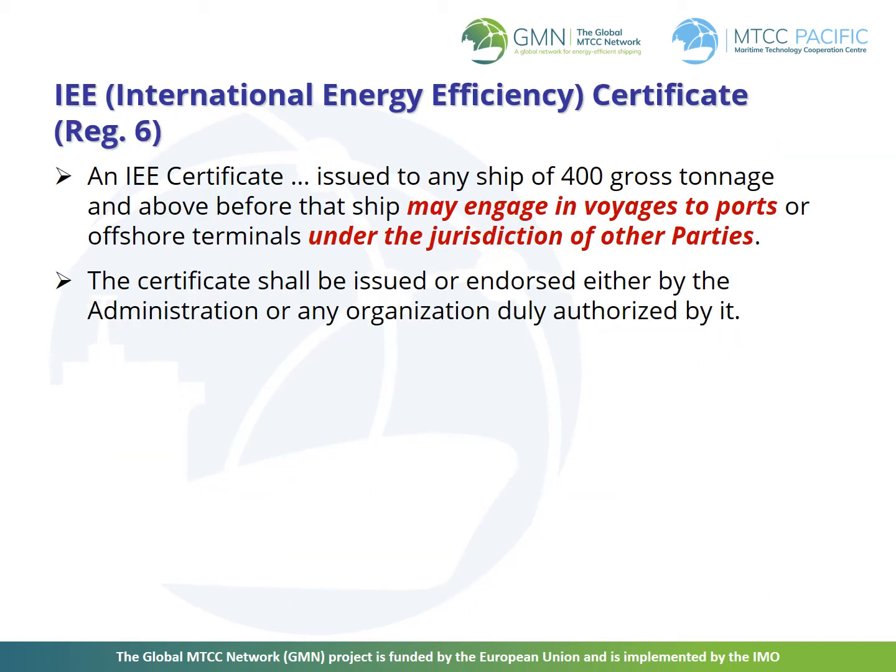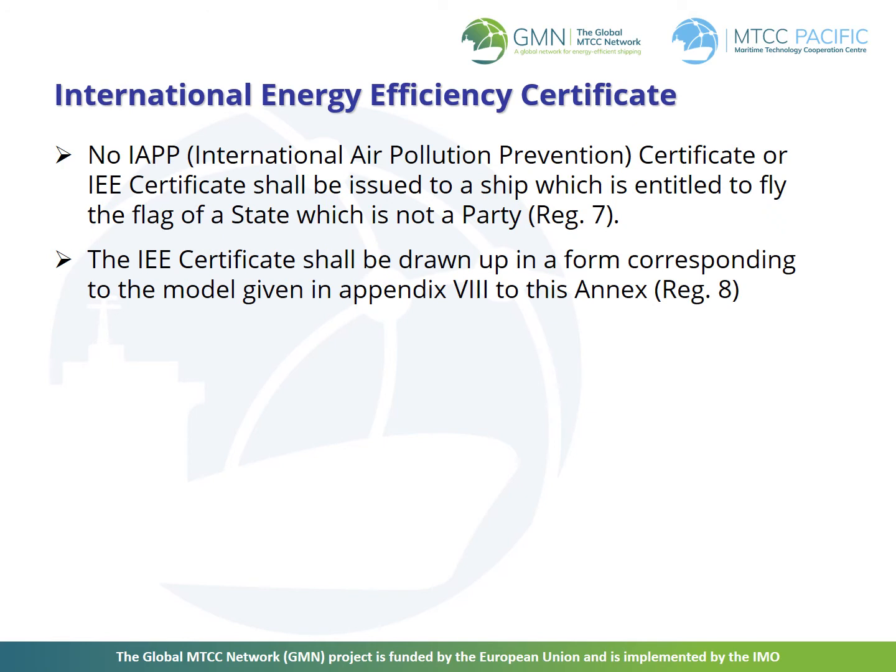An IEE certificate needs to be issued to any ship of 400 gross tonnage and above before that ship may engage in voyages to ports or offshore terminals under the jurisdiction of other parties. The certificate must be issued or endorsed either by the administration or any organization duly authorized by it. No IAPP, International Air Pollution Prevention Certificate, or IEE certificate may be issued to a ship which is entitled to fly the flag of a state which is not a party. Regulation 7. The IEE certificate will be drawn up in a form corresponding to the model given in Appendix 8 to this Annex. Regulation 8.